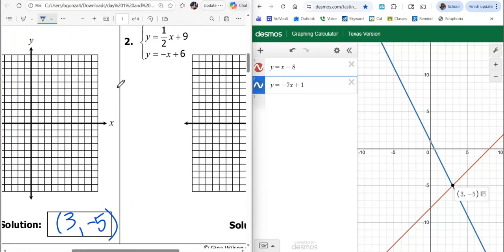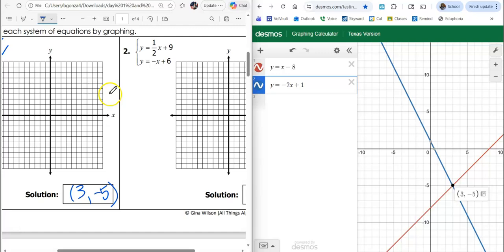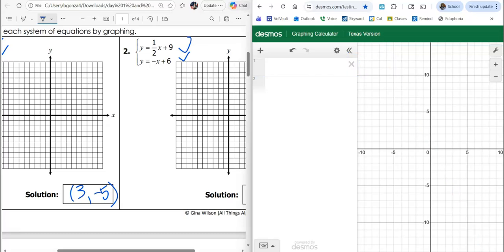On number 2, are those y equals? Is that y equals? Yes or no? Yeah. So guess what you got to do? Just drop it in here. And then hit enter.